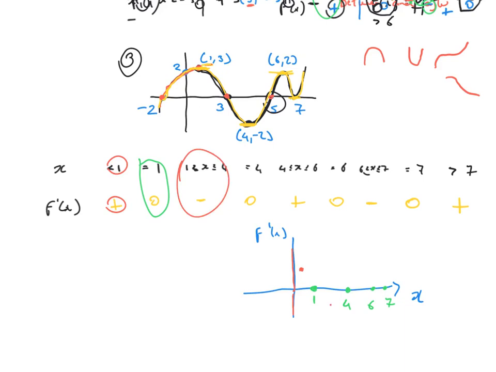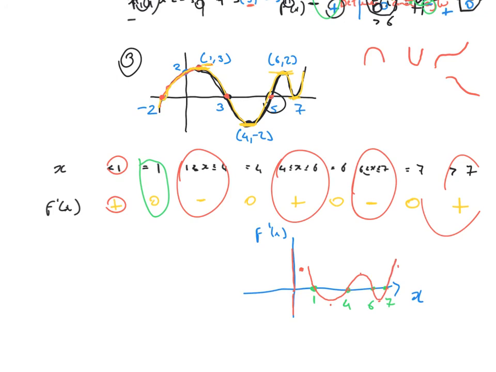Between 1 and 4, negative gradient. Between 4 and 6, positive gradient. Between 6 and 7, negative gradient. After 7, positive gradient. And you go through here, here and here, but the red dots are only a guide. Take your time. That's it. Okay, we're going to pick them up in class tomorrow.